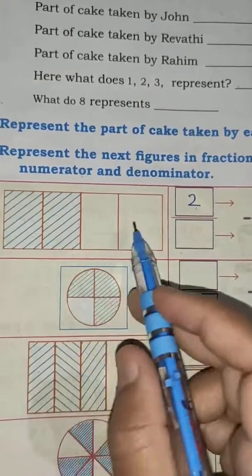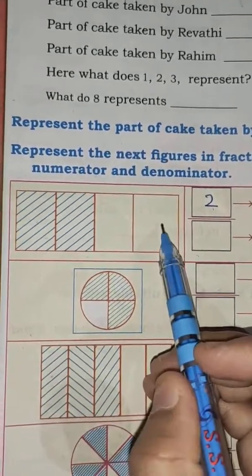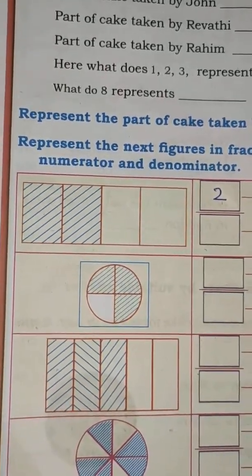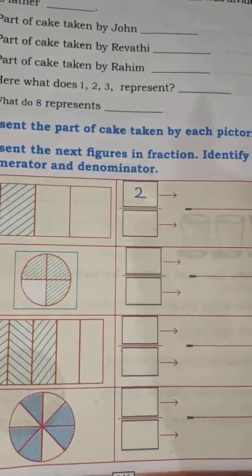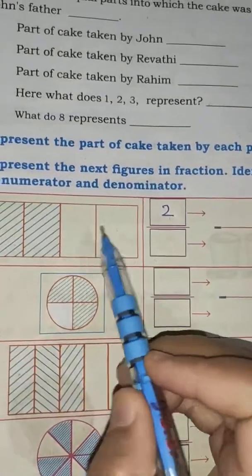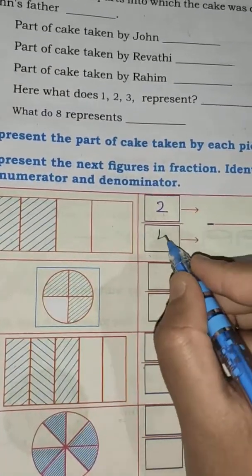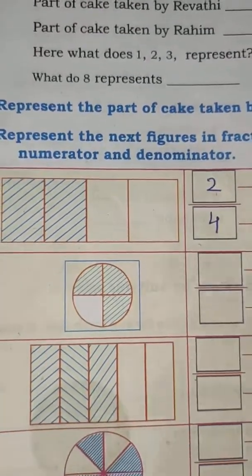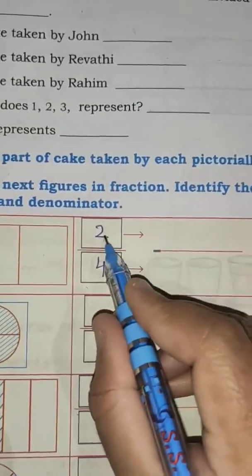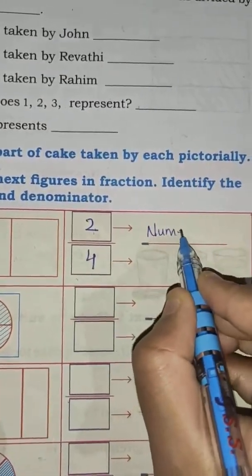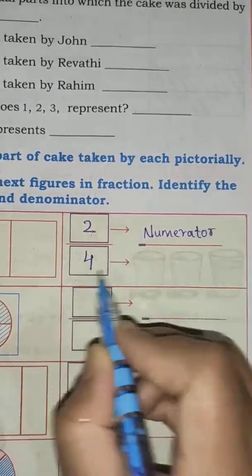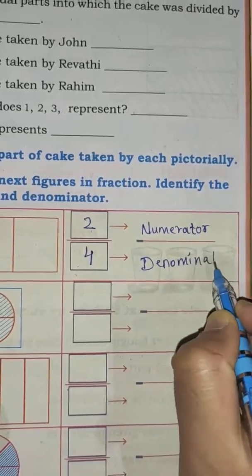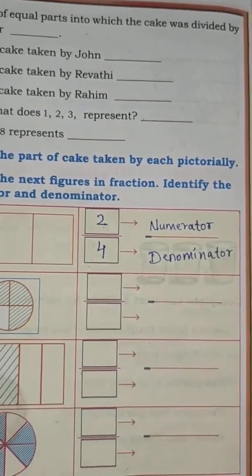Next, what is the denominator here? Means the total equal parts. Yes, the total equal parts into which the whole is divided. Yes, it is 1, 2, 3, 4. 4. Right. Next one. So here, what is the numerator here? First we are going to write here. Okay, you have to write here. This 2 is a numerator. And this 4 is a denominator. Yes, numerator and denominator.